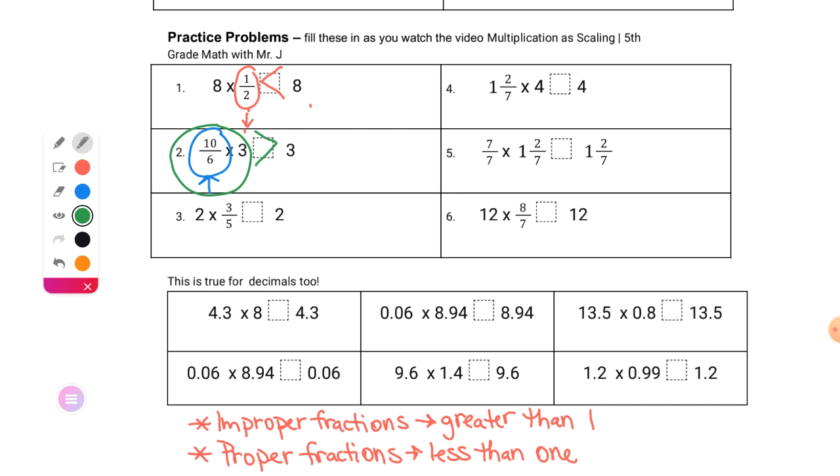Okay, on number 3, Audrey, what am I going to circle? You're going to circle your 3/5. Why am I circling 3/5? Because that one is the one that is different. But yes, now I have to decide, is that bigger than 1 or less than 1 or equal to 1? It is less than 1. So that tells me that this side is less than that side.